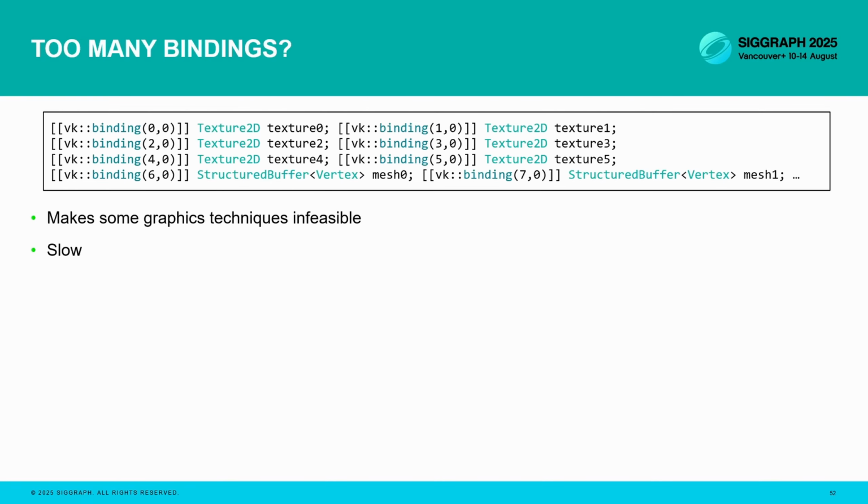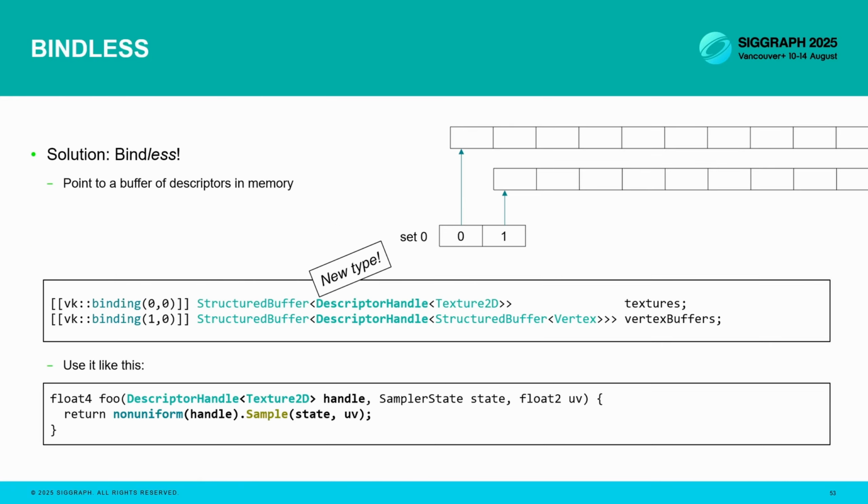When a shader needs a lot of resources, for instance a ray tracing shader that needs access to every vertex buffer in the entire scene, using a separate binding for every resource is just impossible, or can be a lot of bindings set, which slows things down. The solution to this is to bind less. Instead of having a binding for each resource, we have an arbitrarily sized buffer of descriptors somewhere in memory, and then we point to that and say, go read from resource number 5, for example.